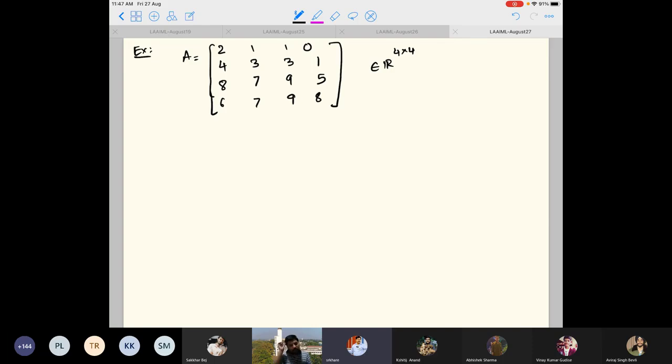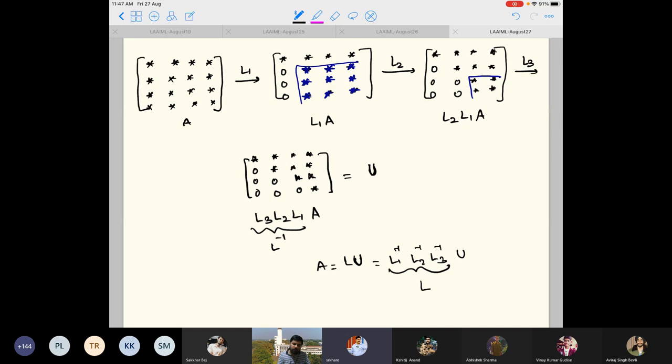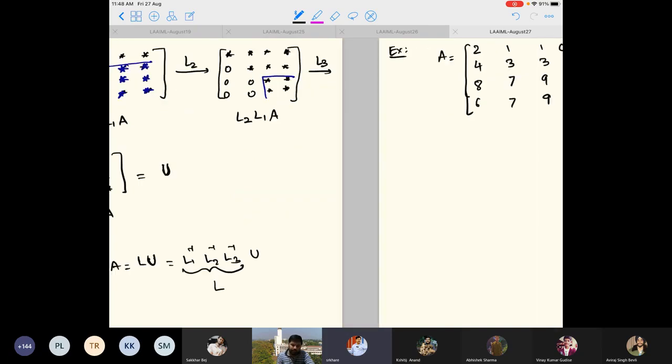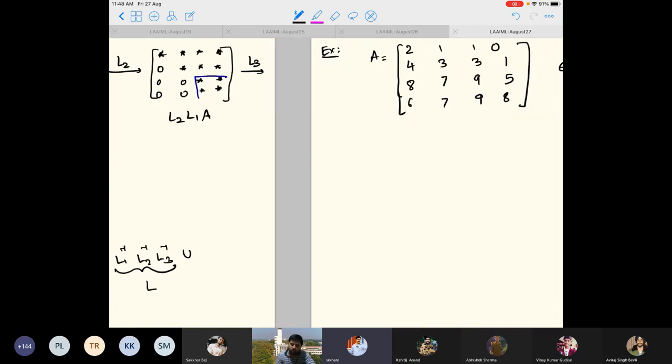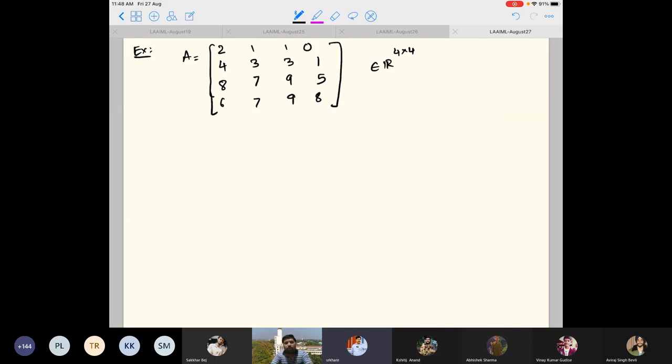Now the first step is I want to find the matrix L1. The matrix L1 should be such that when I multiply L1 to this matrix A, I get this particular form in L1A, where I get zeros below the 1-1 entry. That's what I really want. So what are your thoughts? Can you tell me what might be the choice of L1?